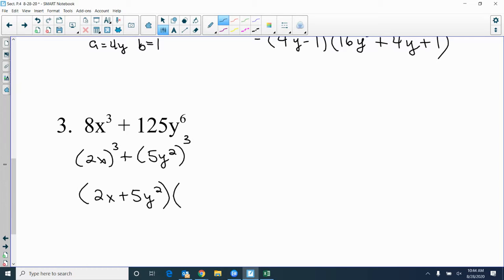All right, square that. 4x squared minus, multiply those two together. You have to multiply those constants. Don't just leave them like that. So it's going to be what, 10xy squared, and then plus at the very end 5y squared squared. 5 times 5 is 25. Y to the fourth power. Okay. Final answer: 2x plus 5y squared, 4x squared minus 10xy squared plus 25y to the fourth.